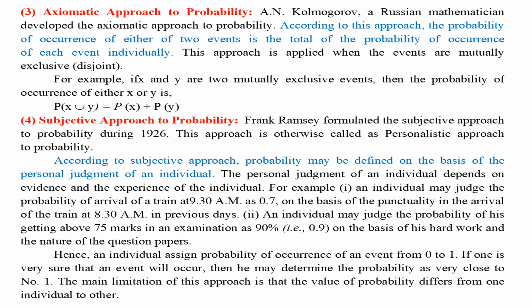For example, an individual may judge the probability of arrival of a train at 9:30 a.m. as 0.7, on the basis of the punctuality in the arrival of the train at 9:30 a.m. in previous days. An individual may judge the probability of his getting above 75 marks in an examination as 90%, i.e., 0.9, on the basis of his hard work and the nature of the question papers. Hence, an individual assigns probability of occurrence of an event from 0 to 1. If one is very sure that an event will occur, then he may determine the probability as very close to 1. The main limitation of this approach is that the value of probability differs from one individual to another.